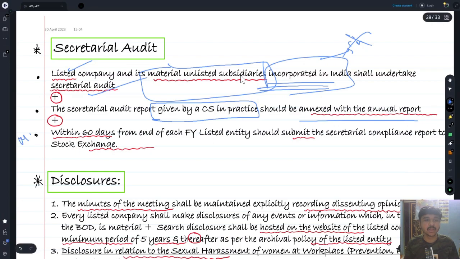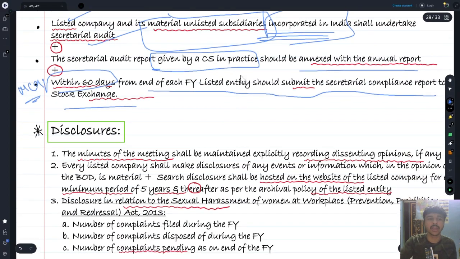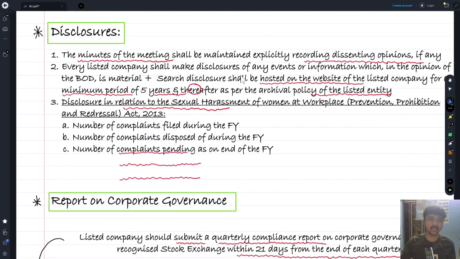Always remember, this is your MCQ. Within 60 days from the end of each financial year, the listed entity should submit the secretarial compliance report to the stock exchange. Now there are certain disclosures.